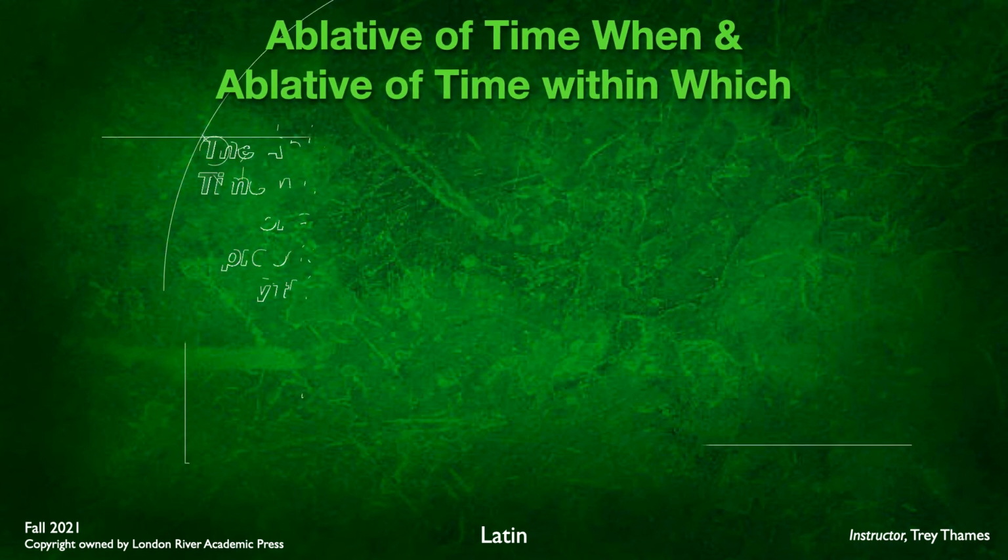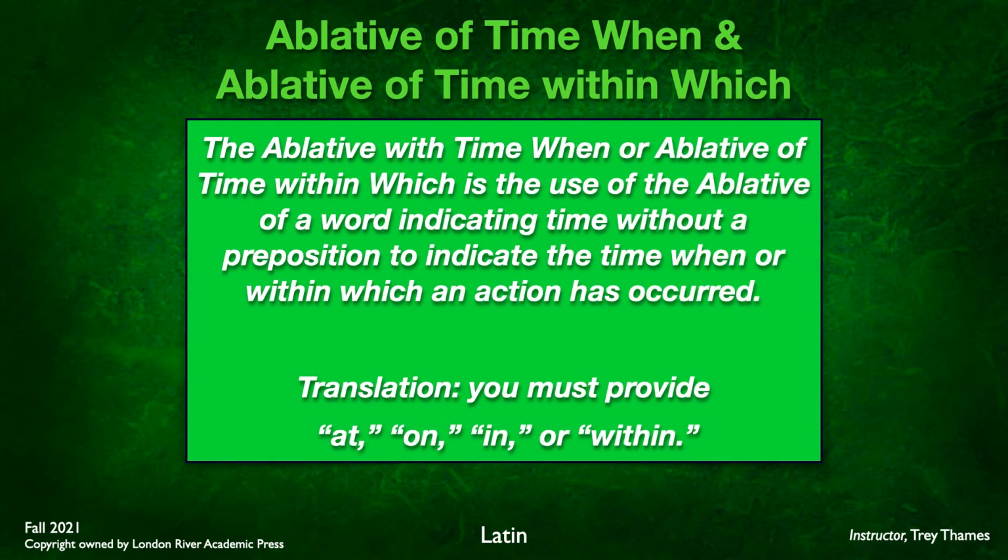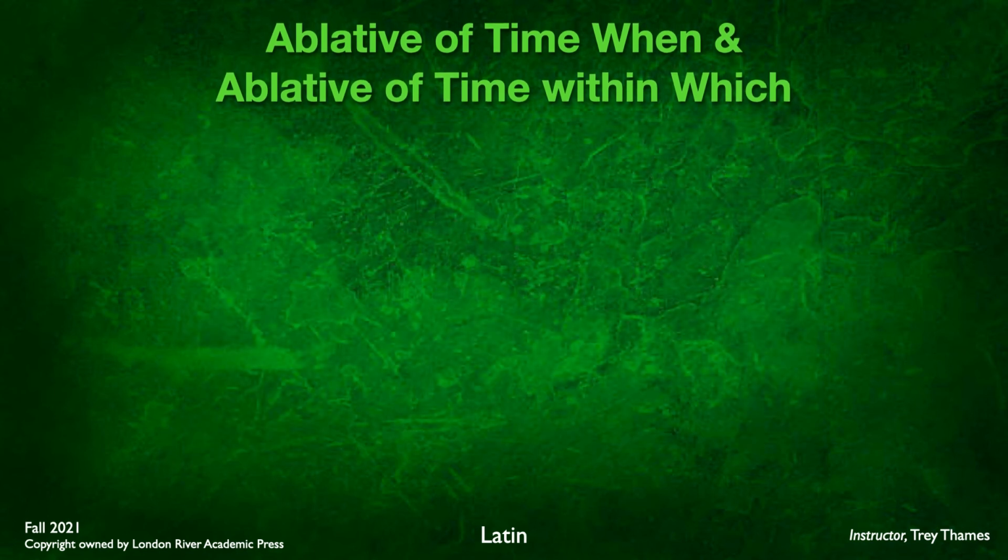They're very similar. The ablative of time when, or the ablative of time within which, is the use of the ablative of a word which by its very nature indicates time. Without a preposition, this is important, it will not have a preposition. It will indicate a time when something occurred or within which the action has occurred. Now, because there's no preposition, you've got to provide one, like at or on or in or within. And context will tell you which is the best word to use. Let's look at a couple of examples.